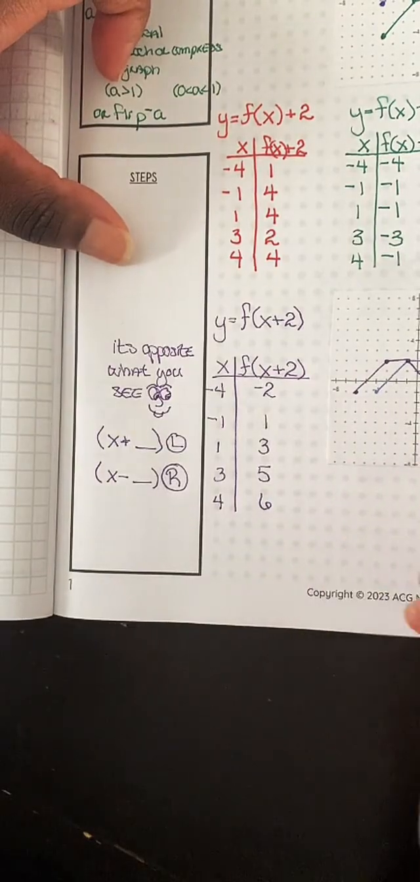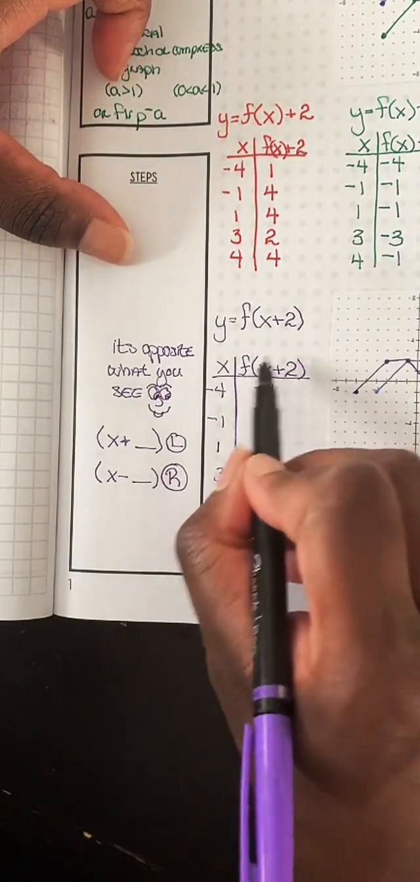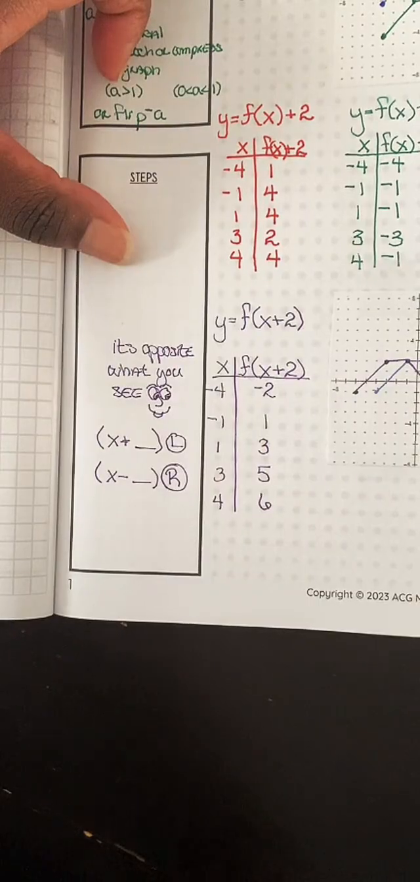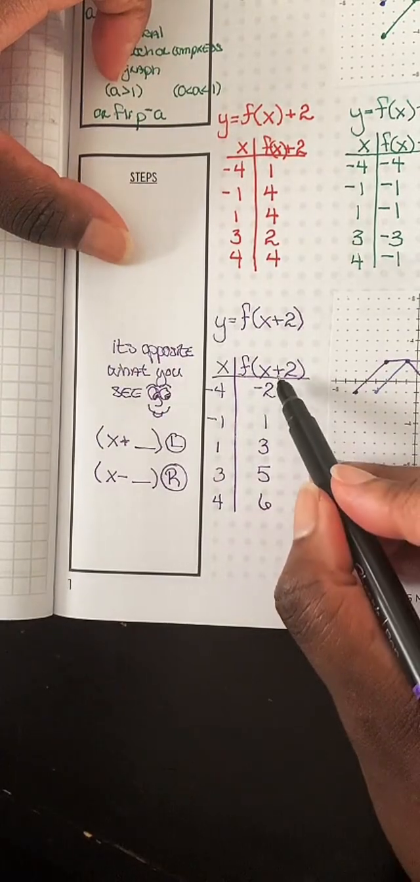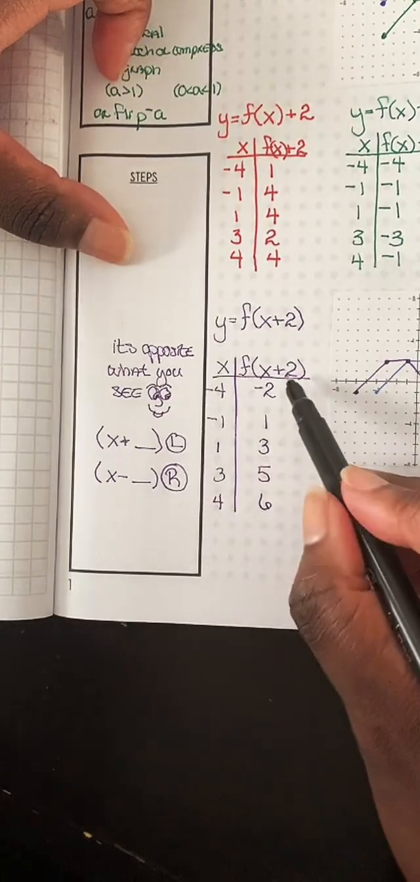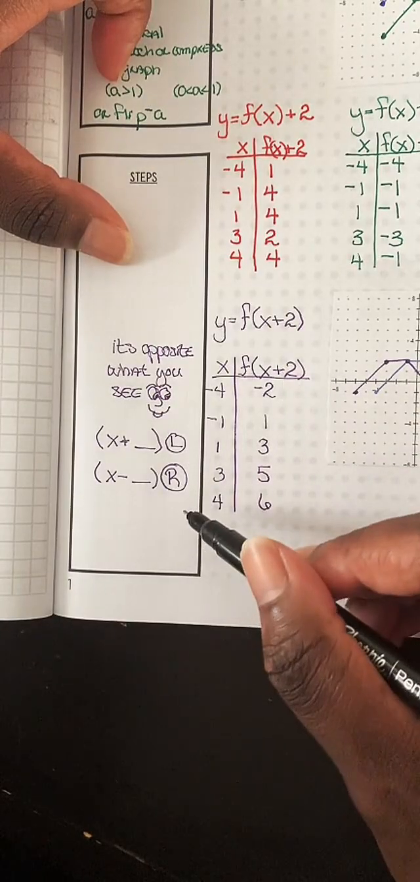But if anything, I know that anytime it's inside the parenthesis, it's always opposite what you see. So if you see a plus sign, you're going to the left. If you see a minus sign, you're going to the right.